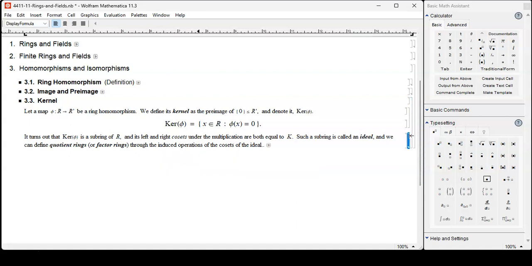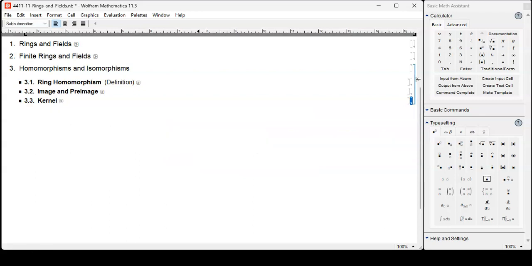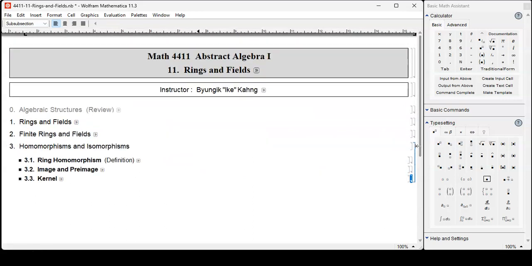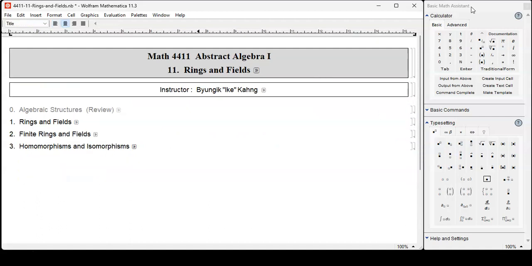And that's a part of what we are going to do in the next lesson. But for now, we'll say we are done with lesson 11. Homomorphism, isomorphism, they're all analogous to what we already did in group theory. So that's about it.